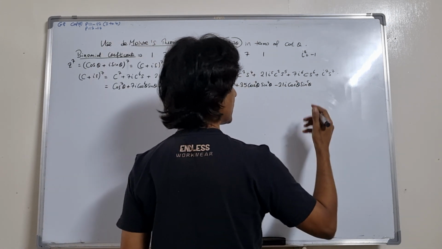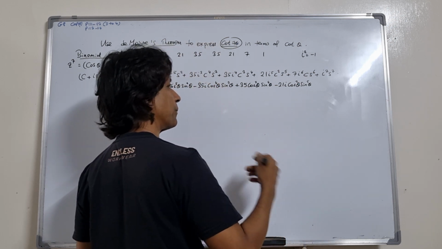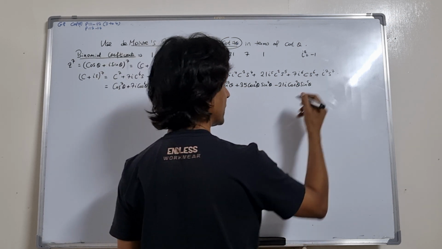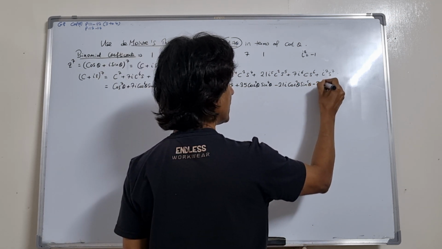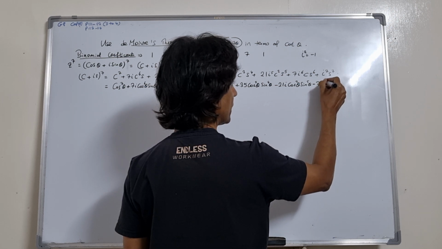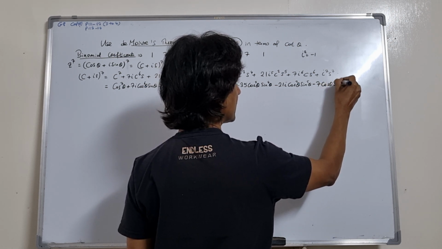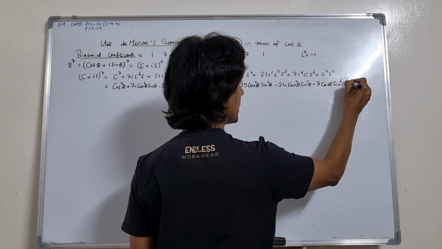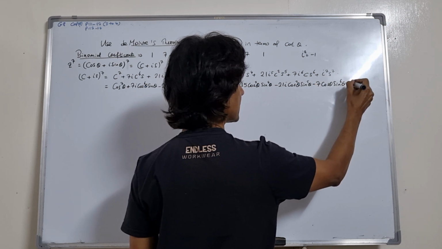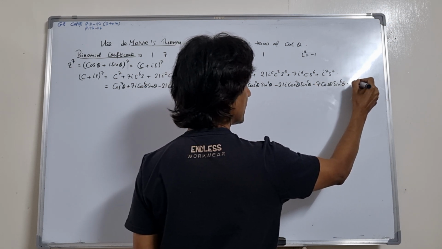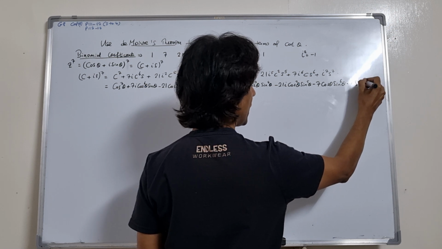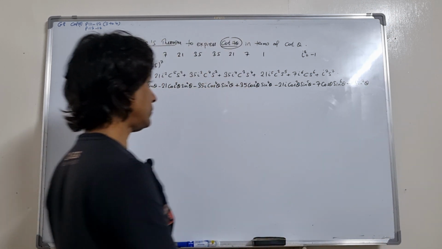i to the power 6 is i squared times i squared times i squared. So that's negative 1, negative 1, negative 1. So basically we'll have negative 7 cos theta sin to the power 6 theta, plus, this becomes minus i sin to the power 7 theta.